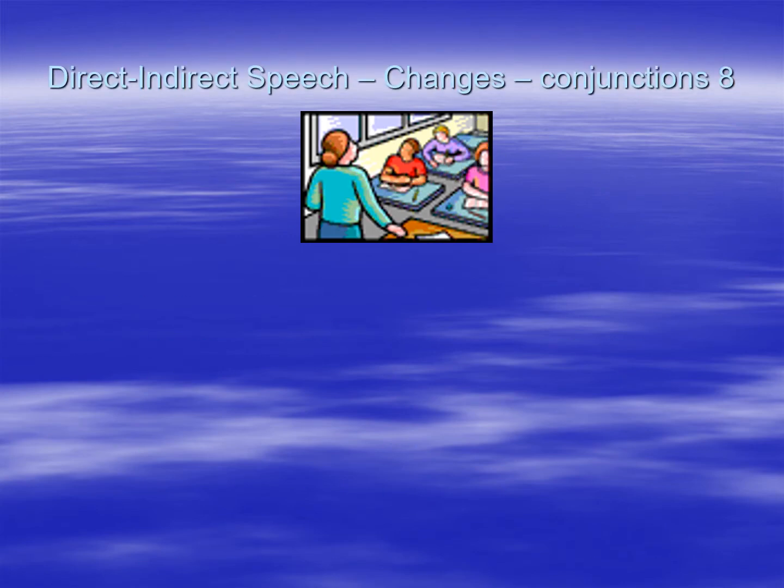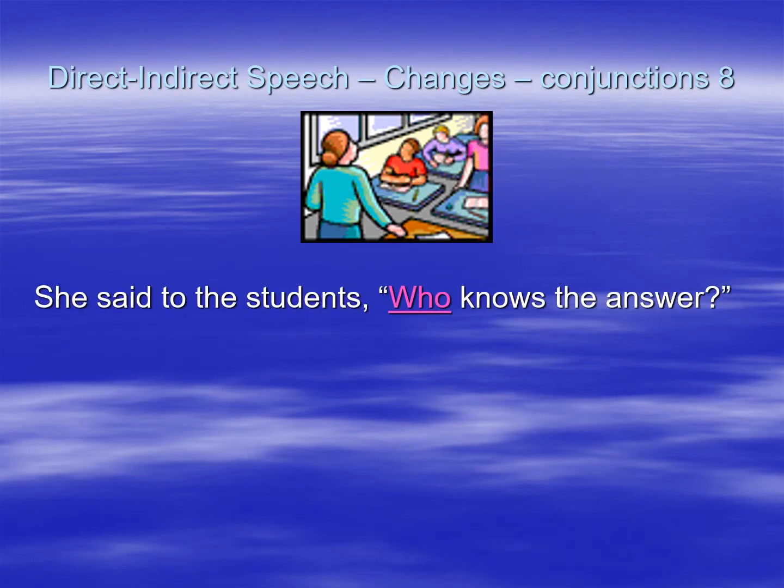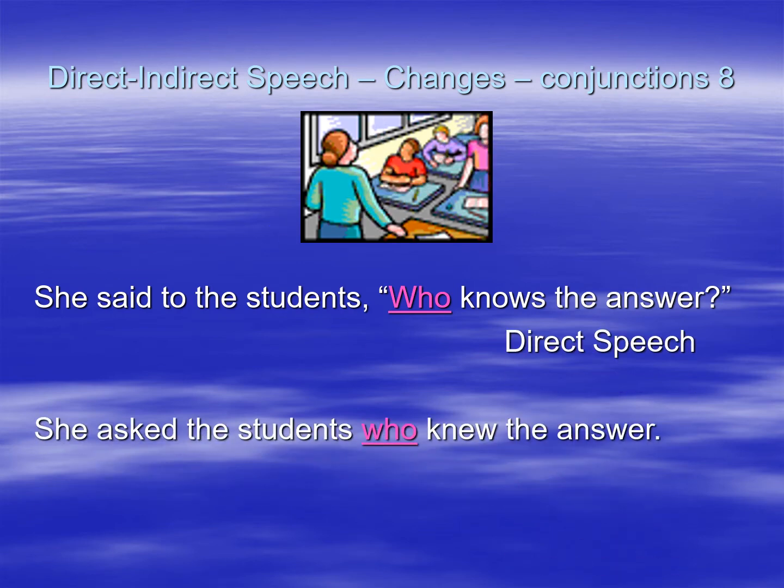Let's see another example. She said to the students, "Who knows the answer?" It's a direct speech. When we convert it to indirect speech, it becomes she asked the students who knew the answer. Indirect speech. So who remains the same. It does not change.